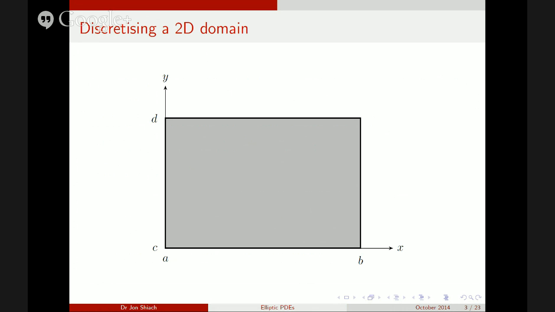The x domain starts at A, so that's a lower bound, and extends upwards to B. And I've labelled the y domain starting at C, extending up to D. These are just arbitrary, whatever they are. So that's our domain.